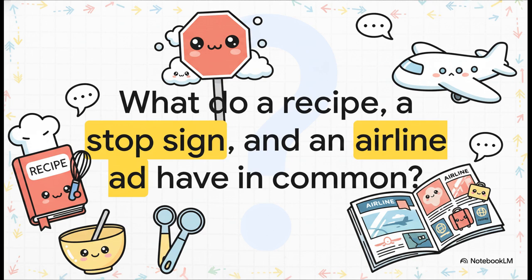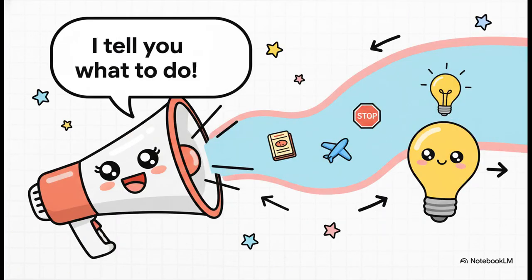What on earth do a recipe for chocolate cake, a big red stop sign, and a glossy airline ad have in common? I mean, on the surface, they seem completely unrelated, right? Well, the answer is surprisingly simple. They are all trying to direct your future behavior. Every single one of them is an instruction. And in this explainer, we're going to deconstruct the hidden mechanics that make them so incredibly effective.